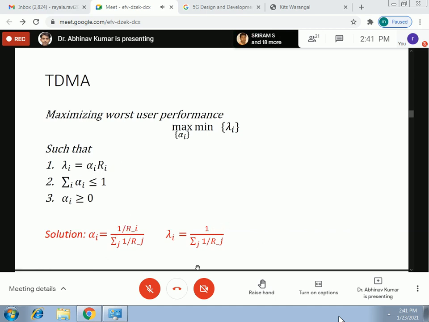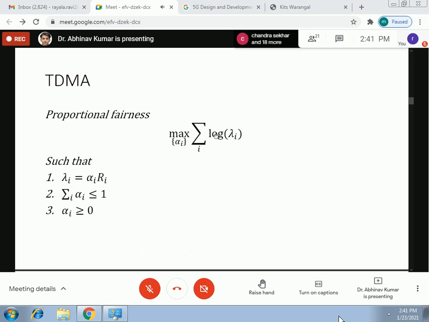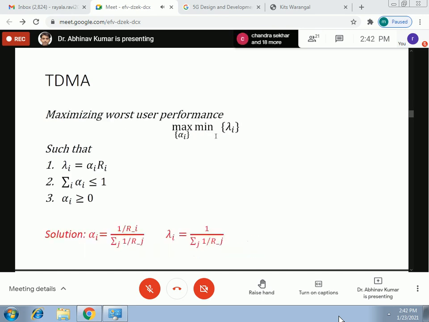You can also view these three as maximizing the arithmetic mean, maximizing the geometric mean in some sense, and maximizing the minimum, which results in harmonic mean allocation. So AM, GM, and HM kind of allocation, right?